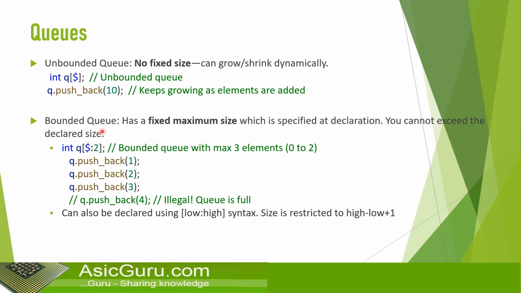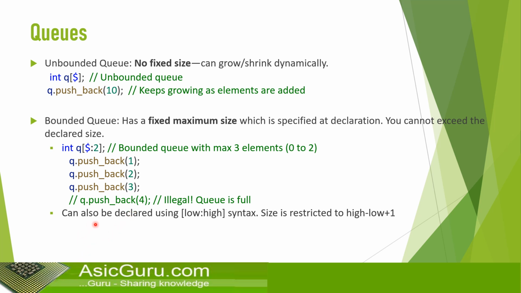Next, we have another way to declare a queue, that is a bounded queue. In a bounded queue, we have a fixed maximum size and it must be specified at the time of declaration. For example, here we have declared a bounded queue with a maximum of 3 elements, 0 to 2. We are adding elements using the push_back operation, first the first element, then the second element and then the third element. Since the size of the queue is set to a maximum of 3 elements, when we try adding the fourth element, it would give an error saying the queue is full.